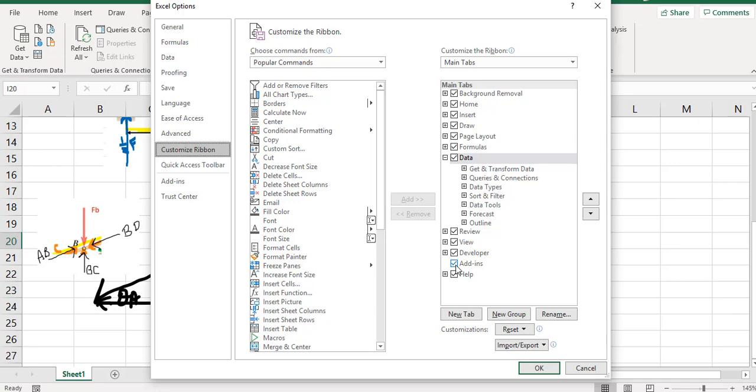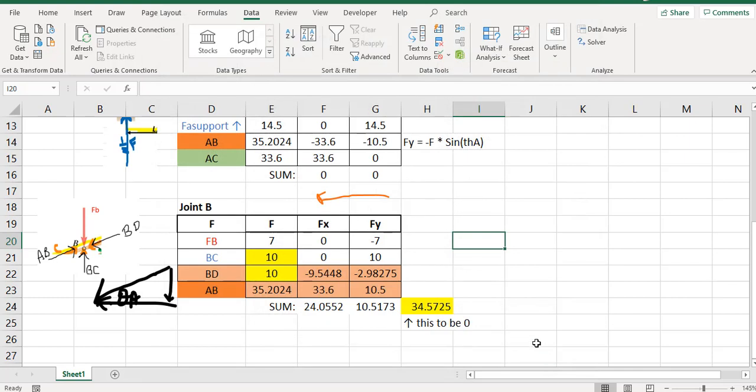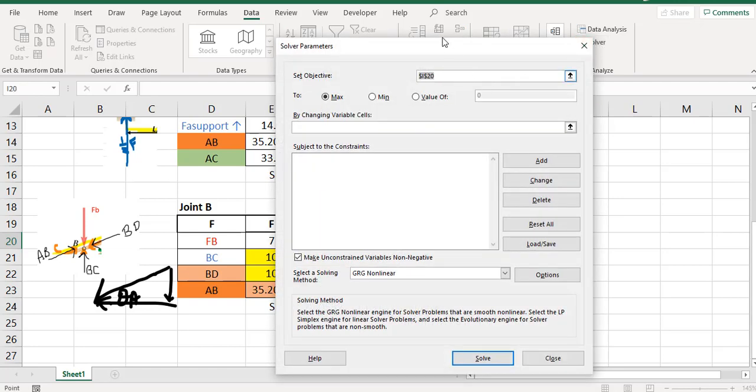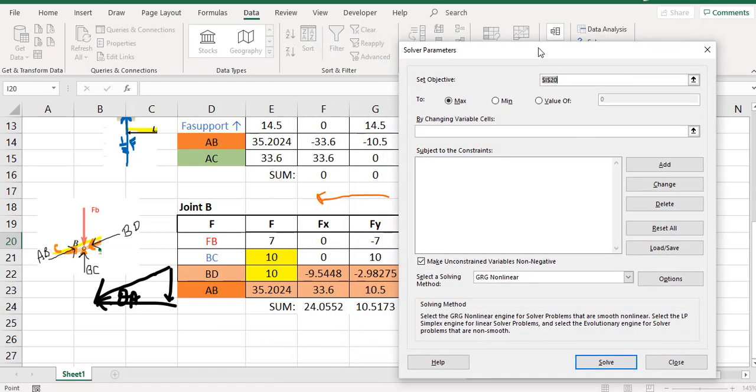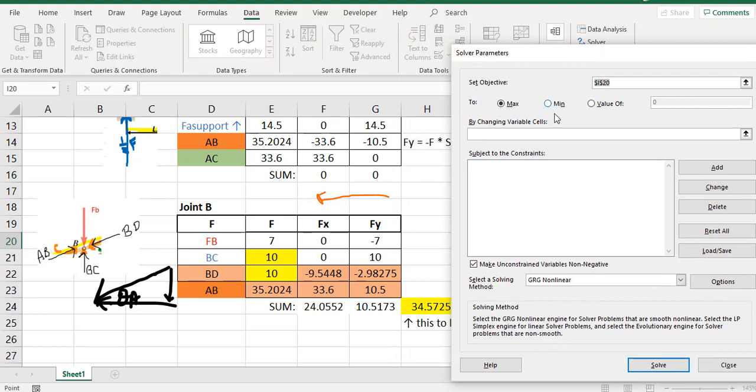So there's a couple things to click on to get it in there, but it is a very useful tool to use. Okay, so here we go. I'm going to go ahead and open up my solver. It is more powerful than goal seek because I can change multiple cells.